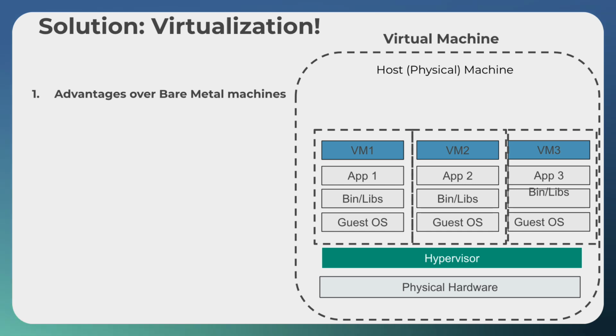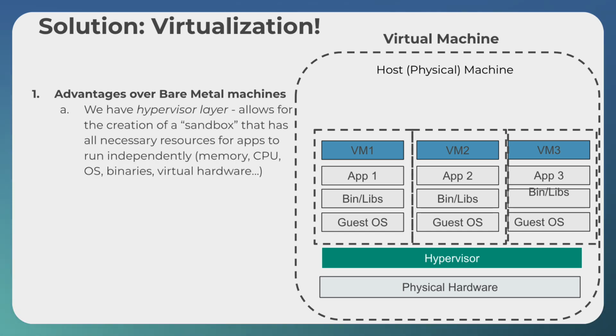The advantage over bare metal machines is that now we have the hypervisor layer, which allows the creation of a sandbox, a structure that has all the tools, all the dependencies, all the resources for apps to be able to run independently. In this case, we're going to be focusing on memory, CPU, OS, binaries, virtual hardware, and so forth. So we have these virtual machines that are their own entity that can run those applications. So it's better than what we had before.